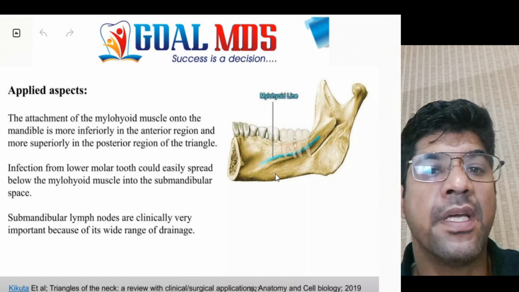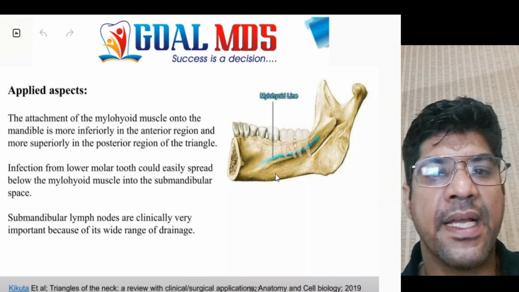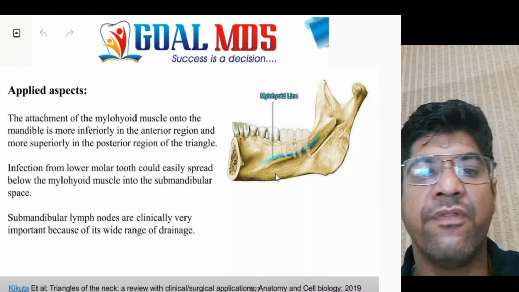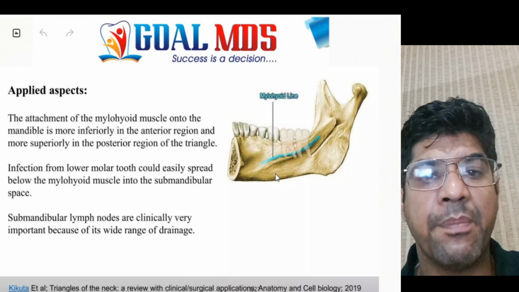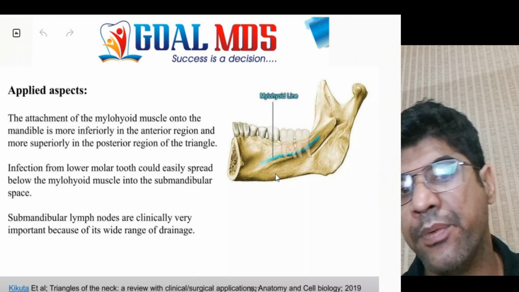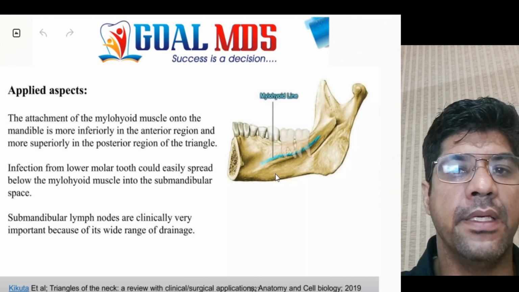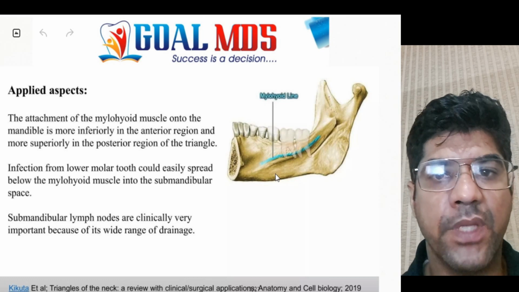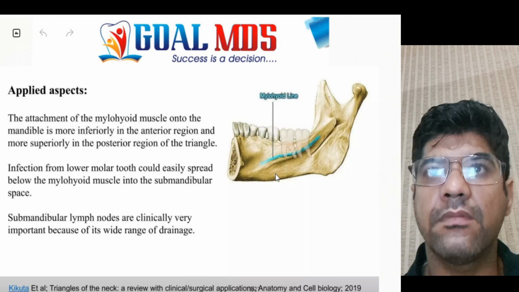Now let us discuss the role of the mylohyoid muscle in the digastric triangle. The mylohyoid muscle, as we know, contributes to the floor of the digastric triangle, also known as the submandibular triangle. The triangle is bounded by two bellies of digastric, the anterior belly and the posterior belly. The mylohyoid muscle forms the floor of the mouth and is closely related to the submandibular salivary glands.